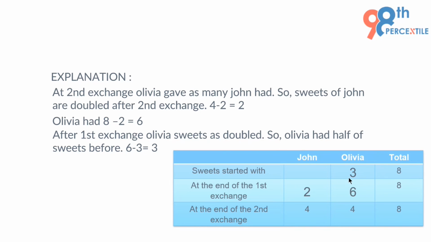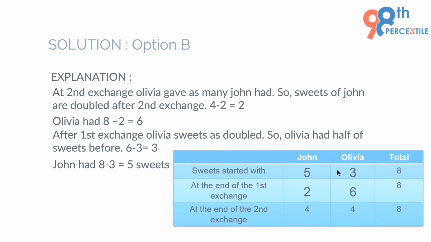So now that we know the number of sweets Olivia had and the total number of sweets, we can subtract it and find the number of sweets John had. So that will be 8 minus 3 is equal to 5. So John had 5 sweets. So the correct option for this question will be option B.